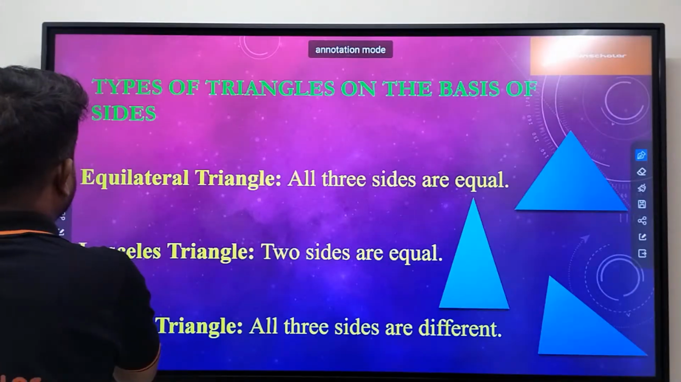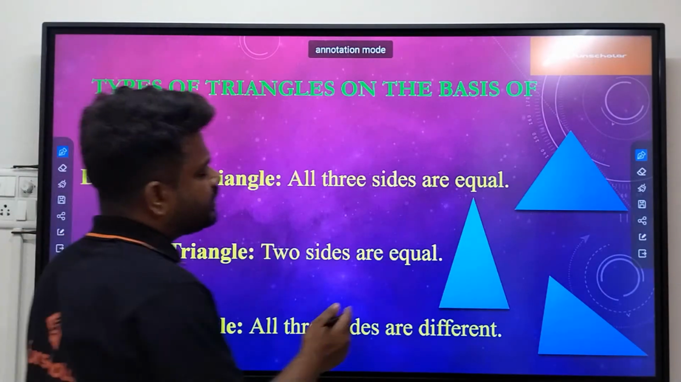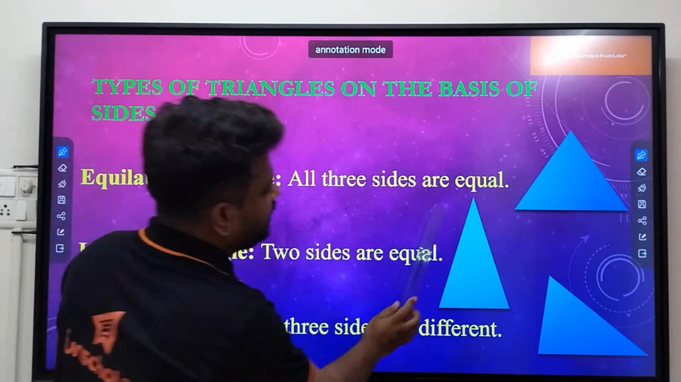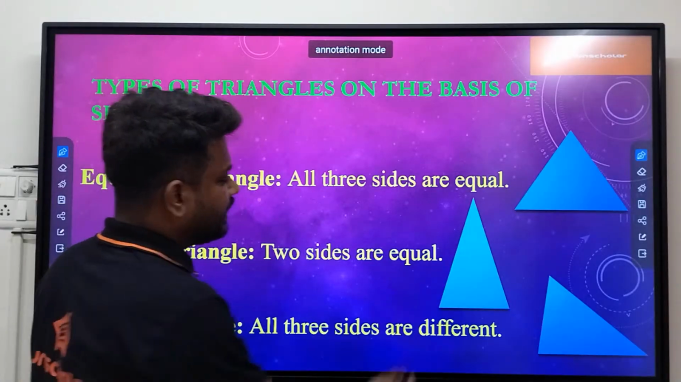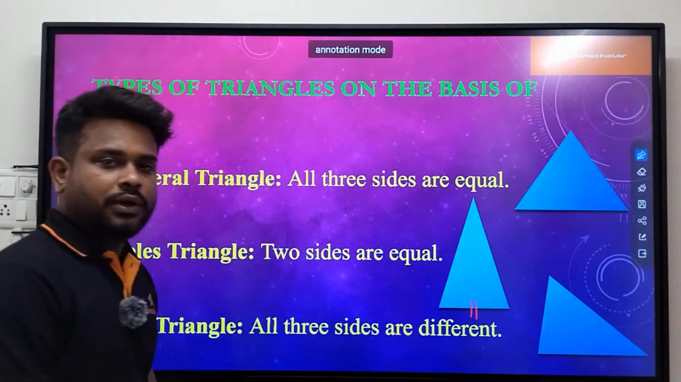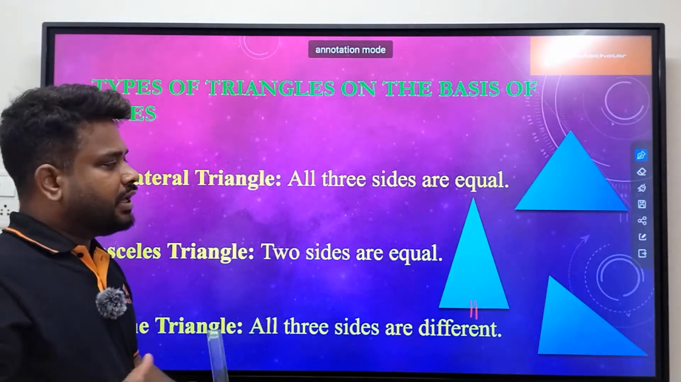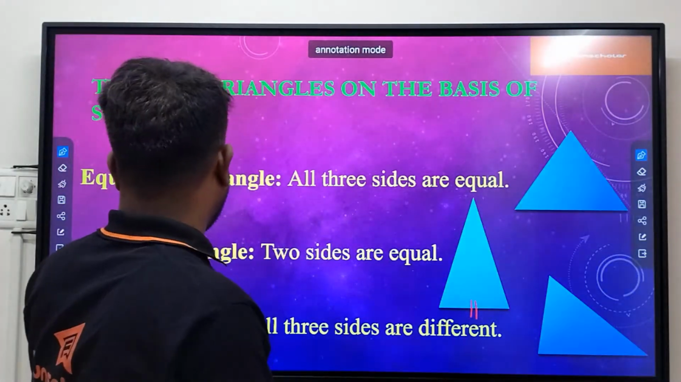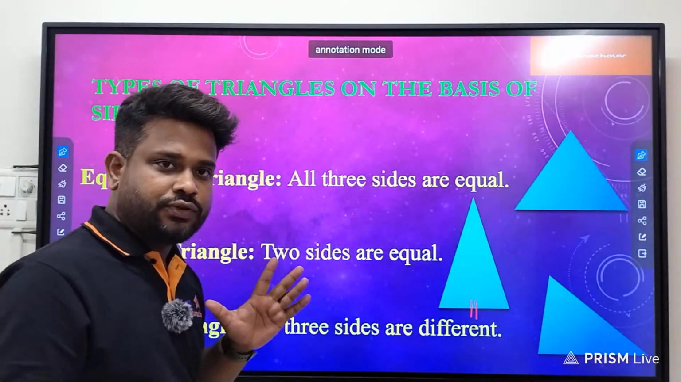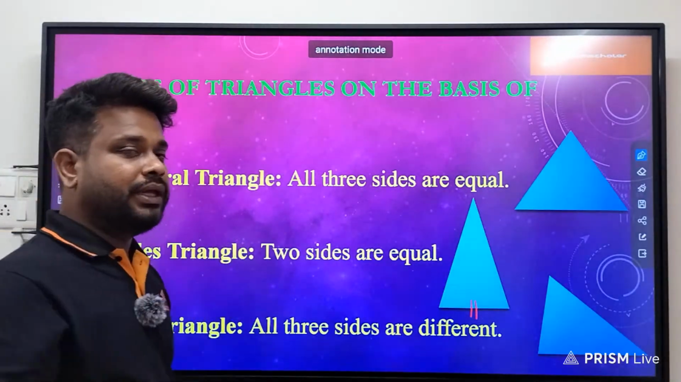Now come to the isosceles triangle. Two sides are equal. This one you can also easily measure with the scale, that two sides are equal and this side is non-equal. How can you draw it? We will discuss it further, but currently just get to know that this will be called an isosceles triangle when the measurement of two sides is equal.